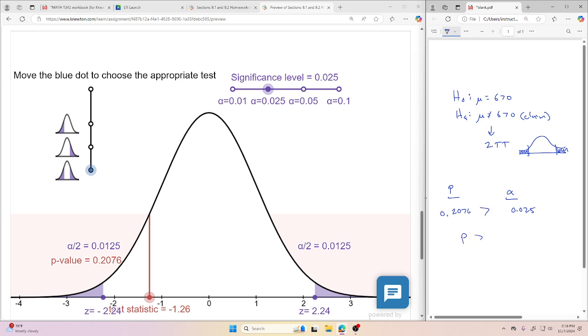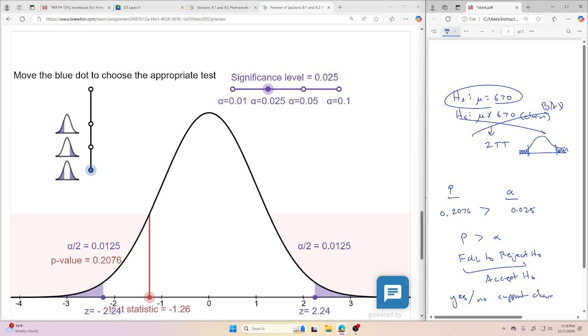P greater than alpha. Therefore, not reject. Fail to reject H naught. And so that means that I'm going to accept H naught. So we like this top one. We don't like the claim. So bad claim. Yes or no support for the claim? No support for that claim. So that's like the verbiage, right?